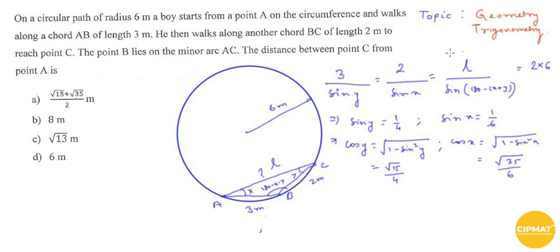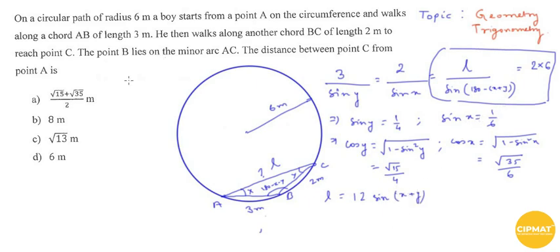So now let's use only this part of the equation. So we have the value of L equals 12 times sine of 180 minus something, that is sine of that something. So that will be sine of X plus Y. Here I have used this formula, sine of 180 minus theta is equal to sine theta. So using that property we get this.